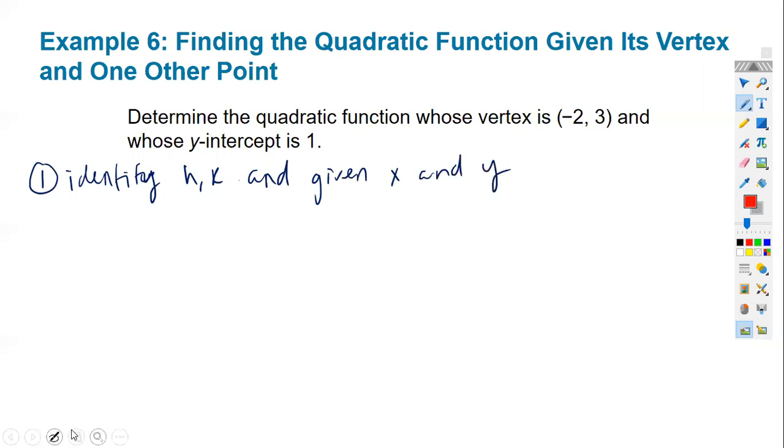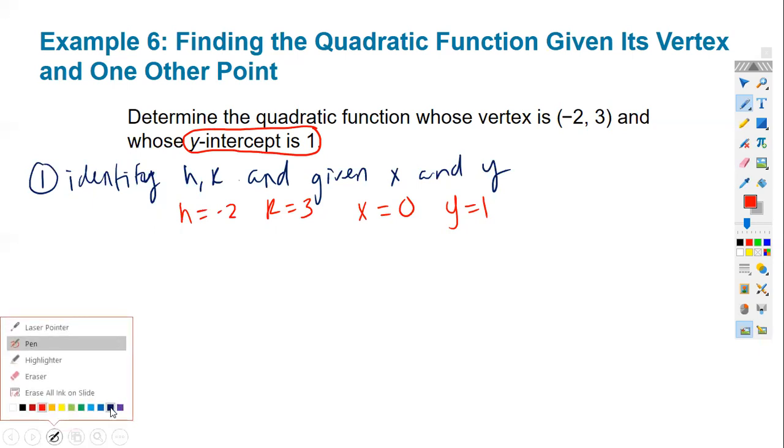So for this problem, our h equals -2, our k equals 3, our x equals 0, and our y equals 1. Do you know where those values come from? Because it says intercept. So if my y-intercept is 1, that means the value of x has to be 0. Okay? Still with me on identifying?